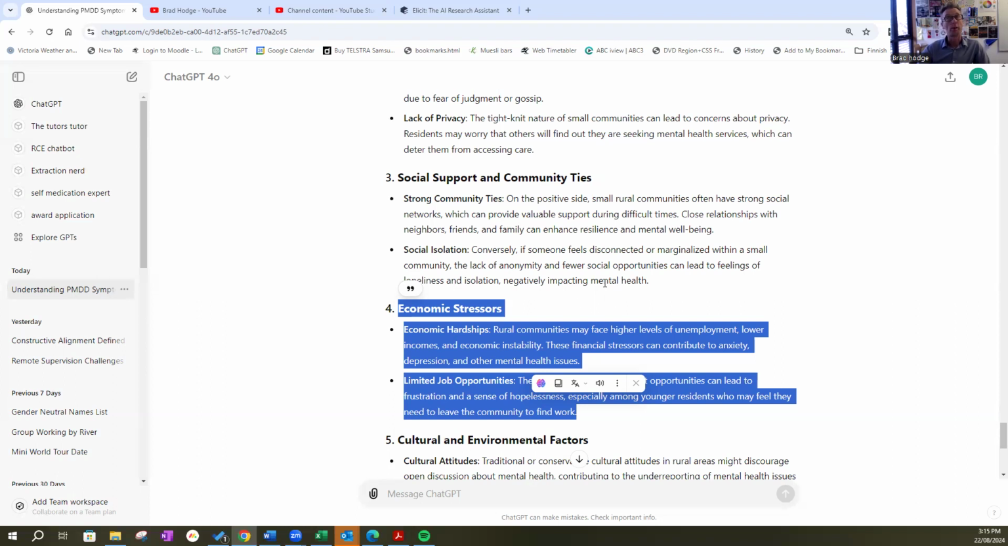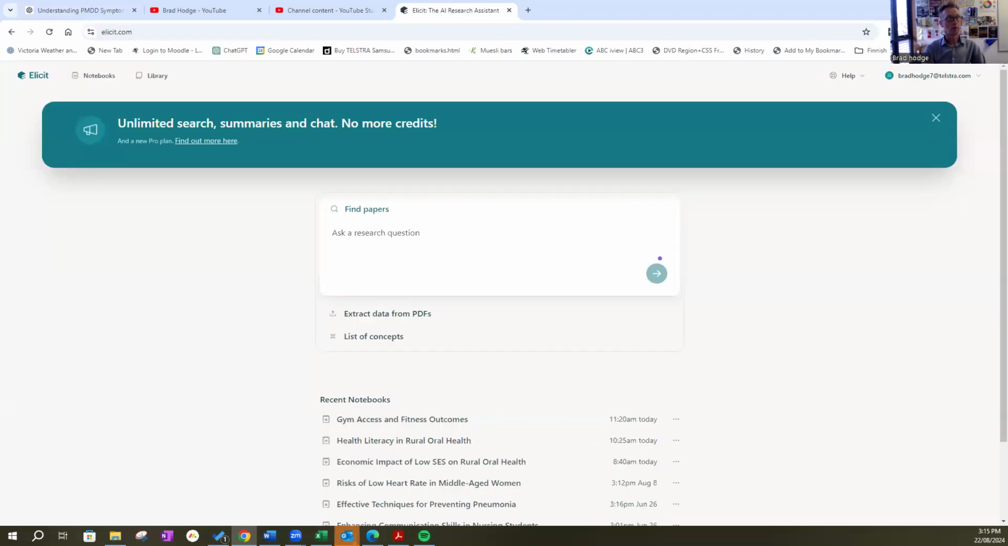And we believe that might have an influence on mental health, but we need some evidence to find out whether that's true. So then in this tool, Elicit, which you can get a free account for. I've got a paid account, but it doesn't give you a great deal more. It just gives you a few more references. But so we would ask the question: does financial hardship have a negative impact on mental health?